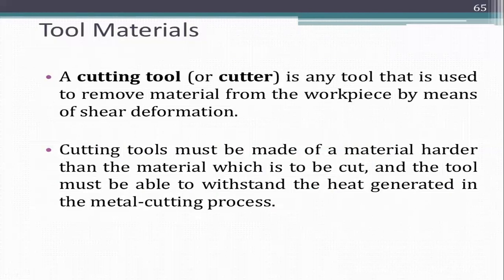Tool materials. A cutting tool or a cutter is any tool that is used to remove metal from a workpiece by means of shear deformation. The cutting tool must be made of a material harder than the material which is to be cut, and the tool must be able to withstand the heat generated in the metal cutting process.